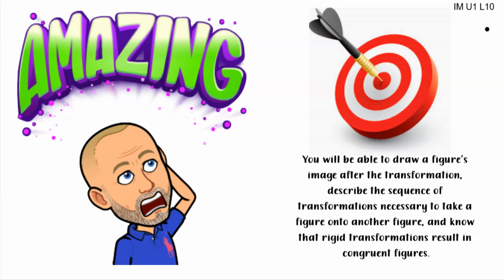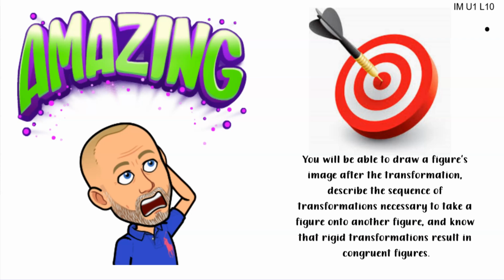In this lesson of Unit 1, this is Lesson 10, we're going to shift gears a little bit. We're going to take a look at some rigid transformations. The learning target for this lesson is that you'll be able to draw a figure's image after the transformation. You'll be able to describe a sequence of steps or transformations necessary to take one figure onto another, and that you'll know that a rigid transformation results in congruent figures.